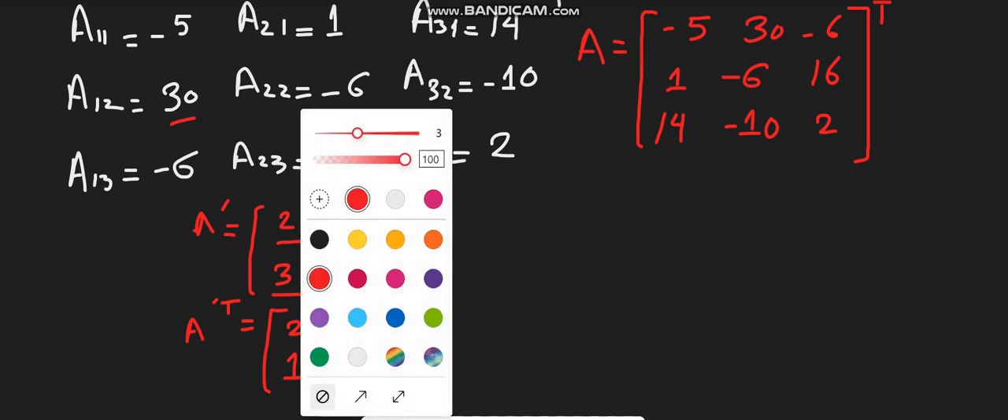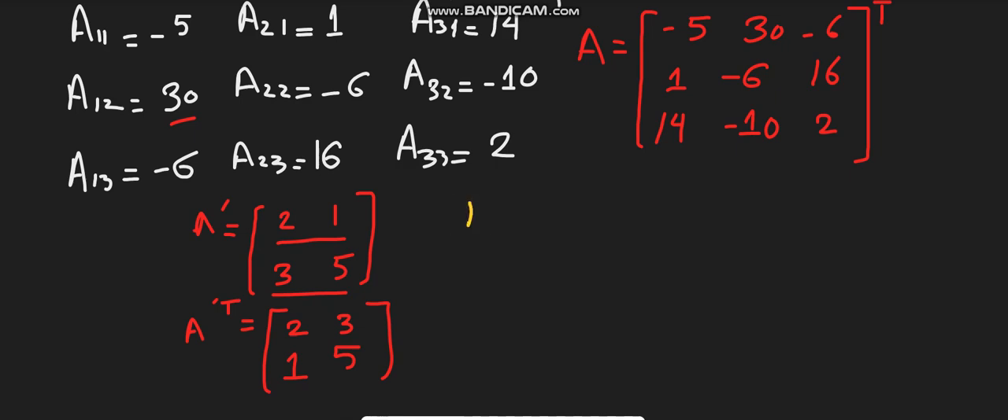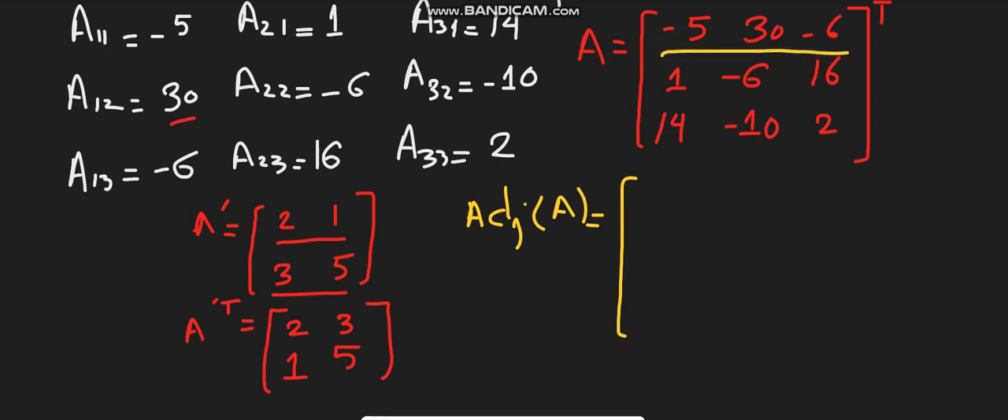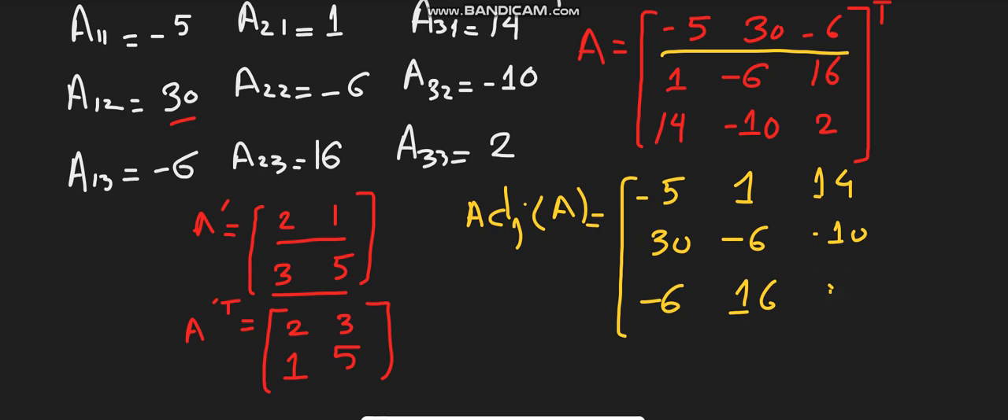Now, in order to find the transpose of this matrix A and get the final result, which is the adjoint of A, we will take the transpose of it. So first, this row vector will be written as a column vector: minus 5, 30, minus 6, then 1, minus 6, and 16. And the last row will be written as 14, minus 10, and 2. And this was the final answer of the adjoint of A.